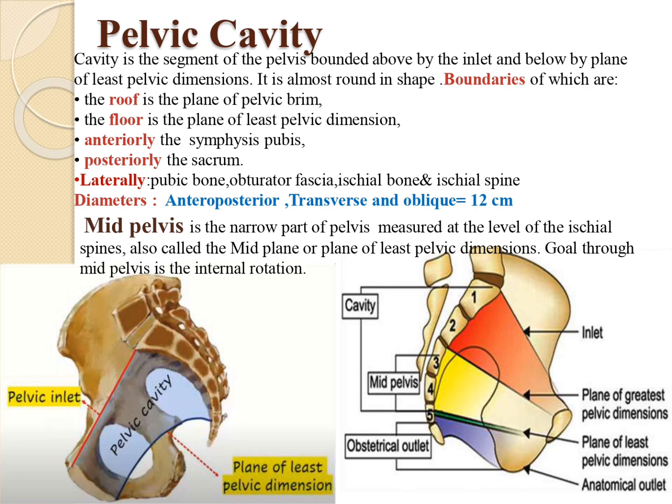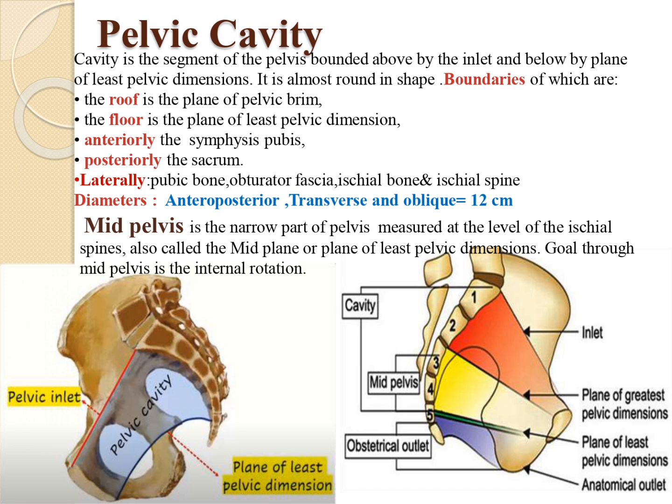This slide shows the pelvic cavity boundaries. What is the pelvic cavity? The pelvic cavity is the segment of the pelvis bounded above by the pelvic inlet and below by the plane of least pelvic dimensions. It is almost round in shape. The roof is formed by the plane of the pelvic brim and the floor is formed by the plane of least pelvic dimensions.